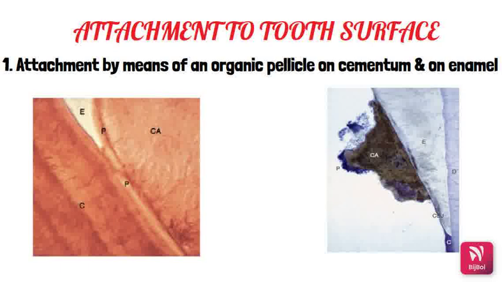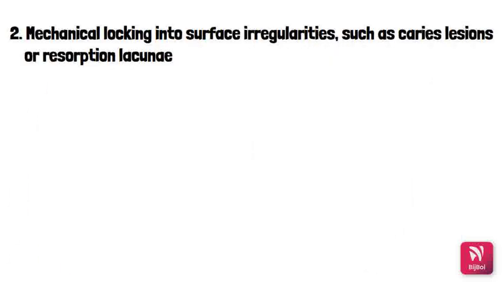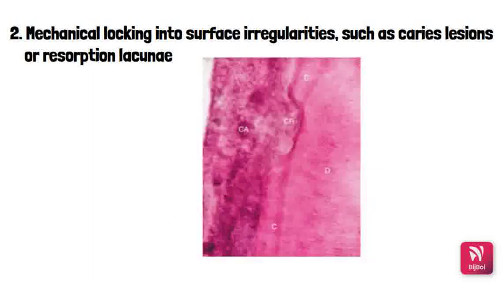You can appreciate the cemento-enamel junction, and above which you have the Ca, that is the calculus being attached. The second mode of attachment is by mechanical interlocking into the surface irregularities. The surface irregularities may be because of the carious lesions or into the resorption lacunae. So here the picture depicts the calculus being attached to the cemental resorption area. So the CR is the cemental resorption area wherein the calculus is being attached.